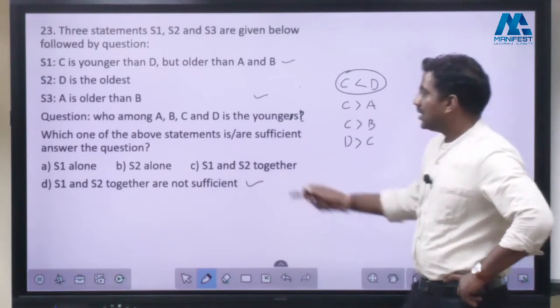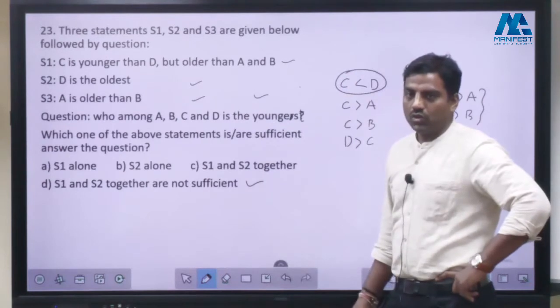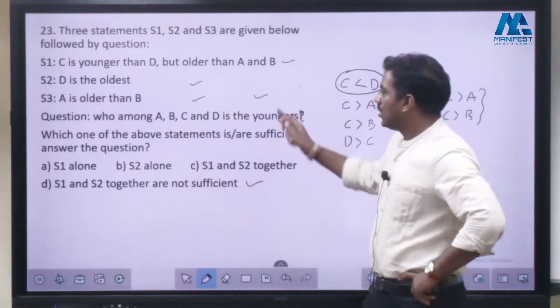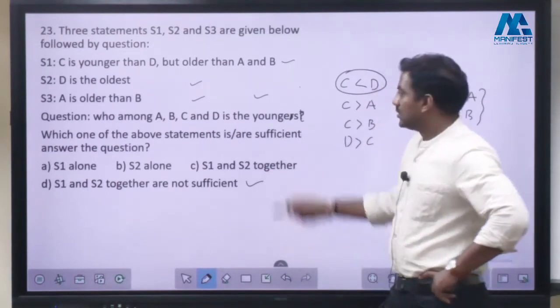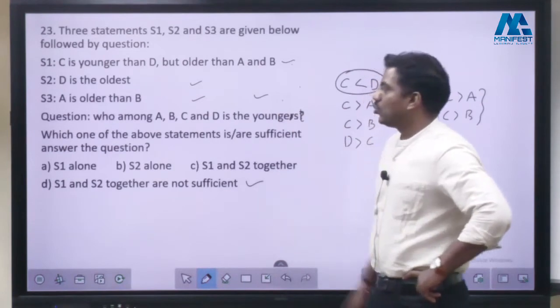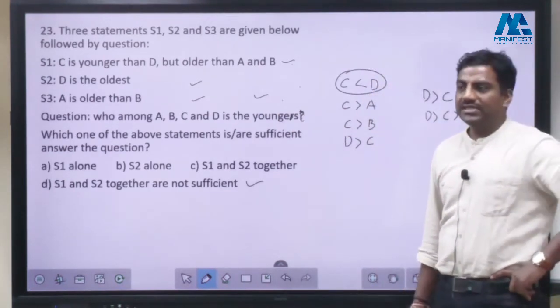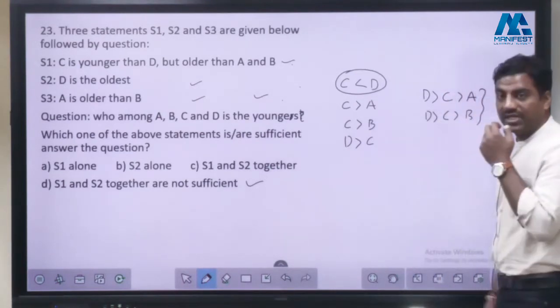Then if I printed S2 and S3 together, no, we don't know about C. If I had given only S3, then that is also not sufficient. So S1 and S3 together would have helped us to know the youngest person. Yes? Yes or no? Yeah.